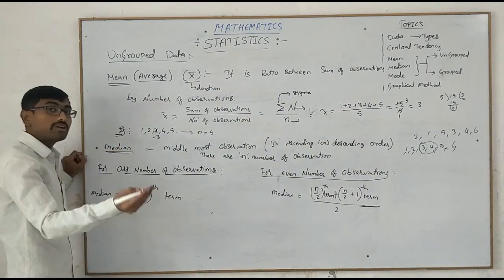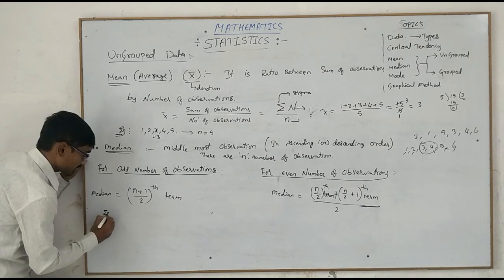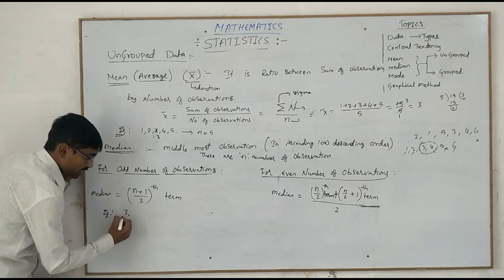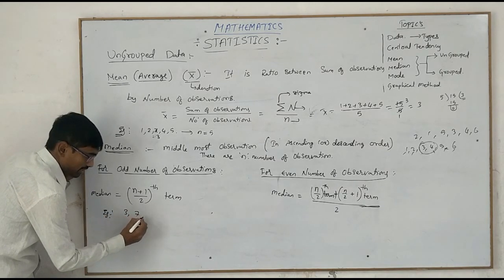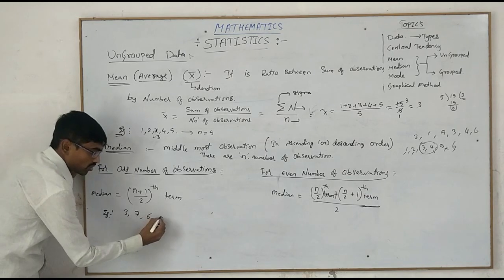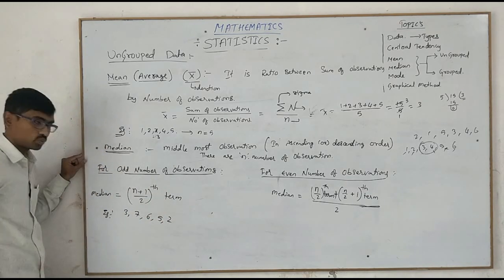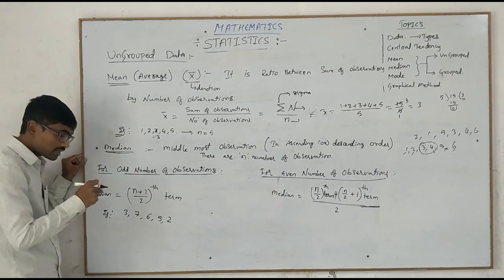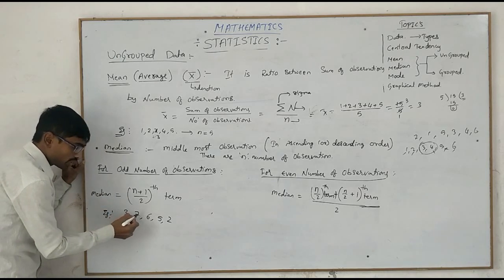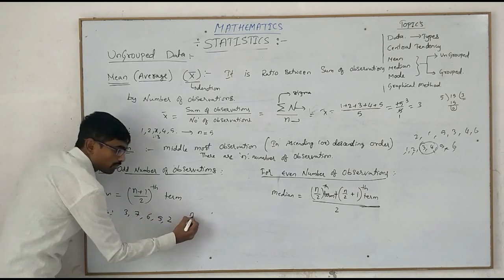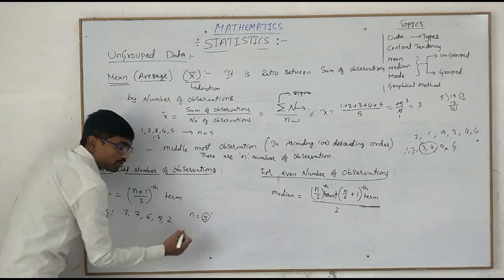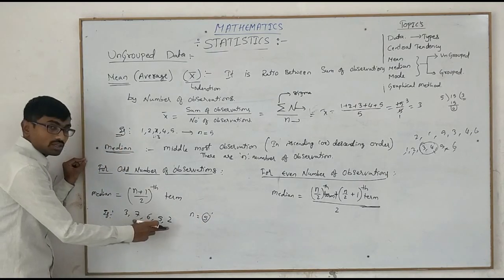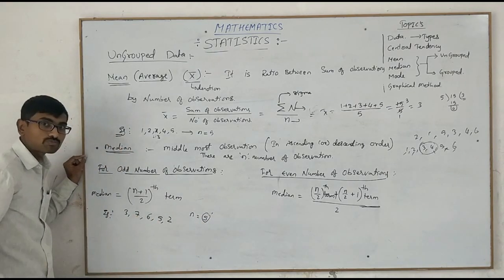For odd number of observations, let us take one more example: 3, 7, 6, 5, 2. So this is an odd number. Here we have an odd number of observations: 1, 2, 3, 4, 5. So the number of observations is 5, and 5 is an odd number. Therefore, the number of observations is odd.